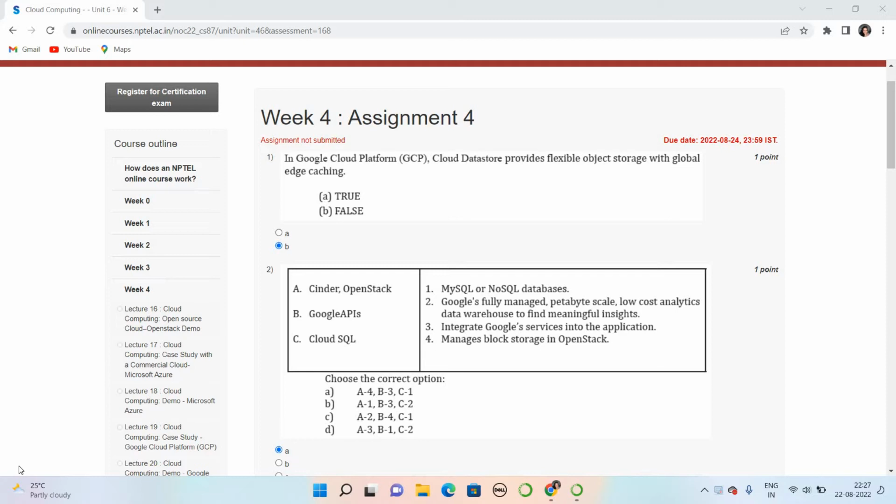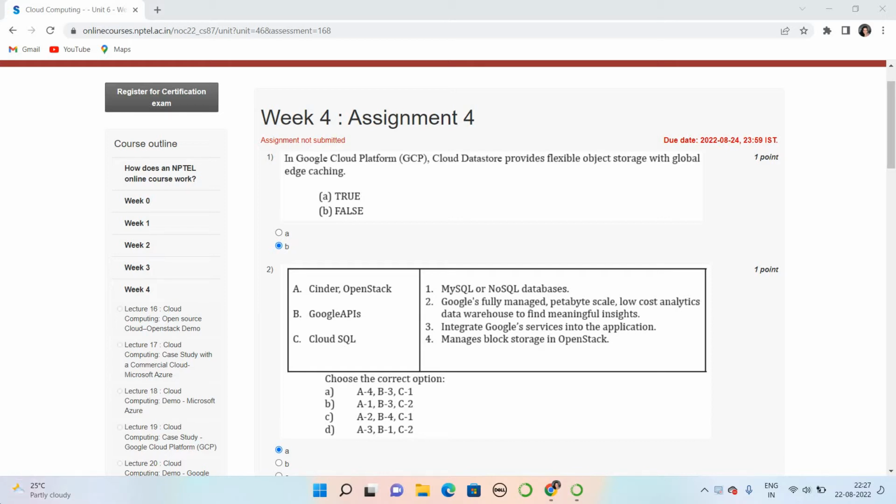In today's session, I want to give the solutions for the cloud computing NPTEL course, week 4 assignment. Okay, so let us see the first question. In Google Cloud Platform, Cloud Datastore provides flexible object storage with global edge caching. Is this statement true or false? The answer is false.